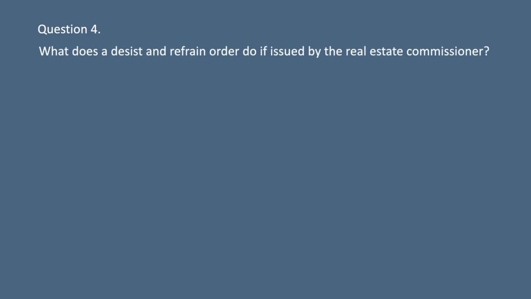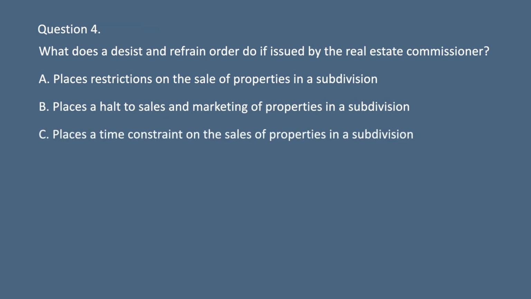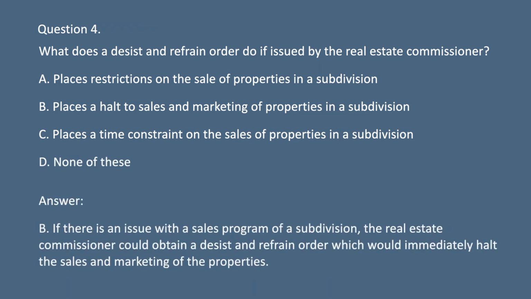Question 4. What does a desist and refrain order do if issued by the Real Estate Commissioner? A. Places restrictions on the sale of properties in a subdivision. B. Places a halt to sales and marketing of properties in a subdivision. C. Places a time constraint on the sales of properties in a subdivision. D. None of these. Answer B. If there is an issue with a sales program of a subdivision, the Real Estate Commissioner could obtain a desist and refrain order which would immediately halt the sales and marketing of the properties.